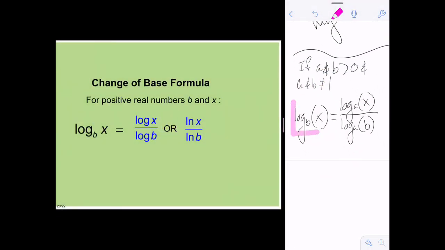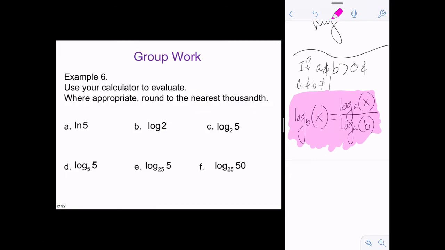The only reason that we're using common log and natural log is because those are the buttons you have on your calculator, right? You have a log button on your calculator. That log button is the common log. You have an ln, a natural log button on your calculator, right? So if you actually want to calculate it, you can do this change of base formula using those buttons on your calculator. Okay, so now that you know that, here's a bunch of them.